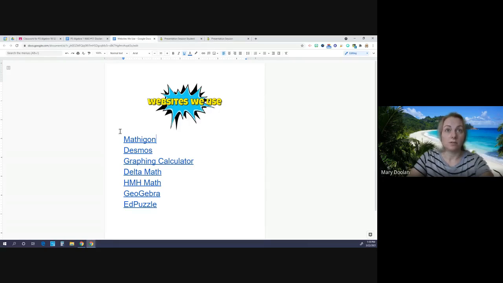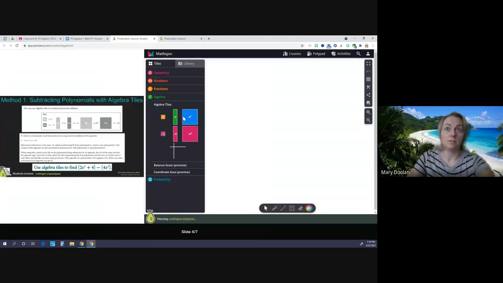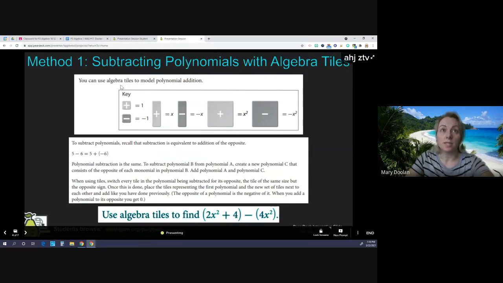All right, so there's a link to get to it if you don't want to have it bookmarked or type it in. Anyhow, we're going to subtract with algebra tiles for this first problem. The key is the same as with addition. We're still representing constants with these smaller squares, a single x with the long rectangle, and the bigger square is for the x squareds and negative x squared.